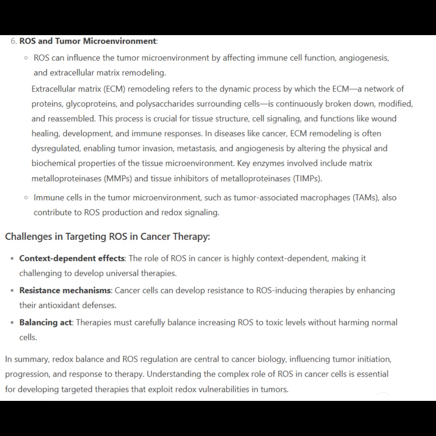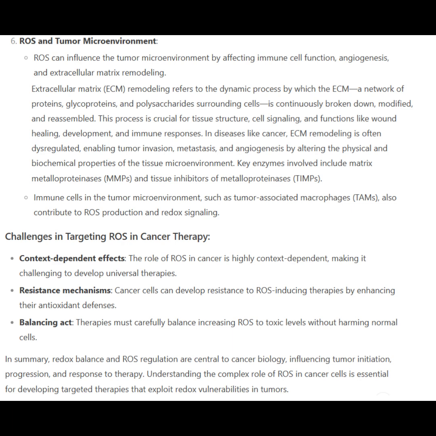Challenges in targeting ROS in cancer therapy. Context-dependent effects: the role of ROS in cancer is highly context-dependent, making it challenging to develop universal therapies. Resistance mechanisms: cancer cells can develop resistance to ROS-inducing therapies by enhancing their antioxidant defenses. Balancing act: therapies must carefully balance increasing ROS to toxic levels without harming normal cells.